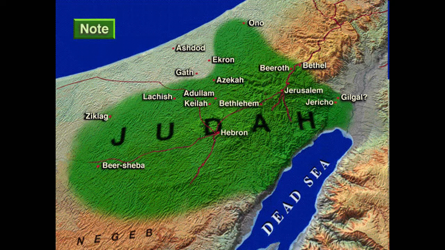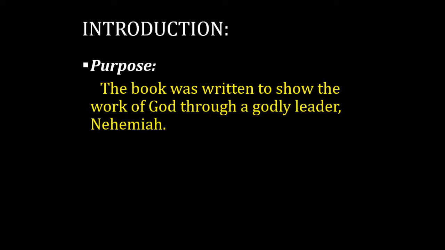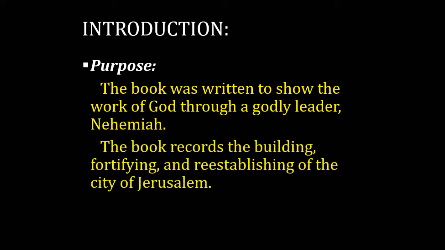But there were those who were so committed to heading back that they were willing to make that journey, even under the protection. But we have the introduction, the purpose of Nehemiah. The book was written to show the work of God through a godly leader, Nehemiah. The book records the building, fortifying, and reestablishing of the city of Jerusalem. And what's awesome is the order they took when they came back. Those returning were concerned with their relationship with God. The altar was first, then they could start sacrificing. Then the foundation went, and then the temple. And then the focus was on the walls, and our protection and security.